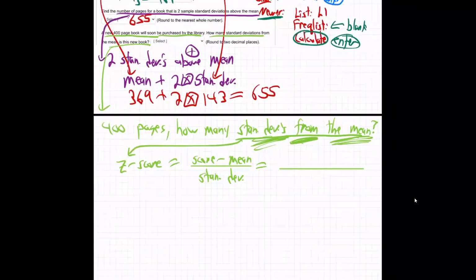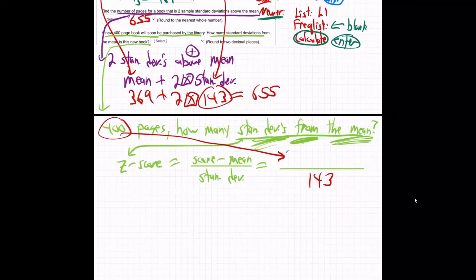So what's the standard deviation? Standard deviation is right here, 143. Bottom. What's the score? That's the 400. That's what they mean by the score. The number you're talking about minus the mean. The mean is 369. You see that? In other words, you're saying how far above or below the mean. If you got a new book that's 400 pages, that's higher than average, isn't it? The average book in the library, among those 13 books anyway that they randomly selected, had 369 pages. So if we get a new book with 400 pages, that's higher than the average.